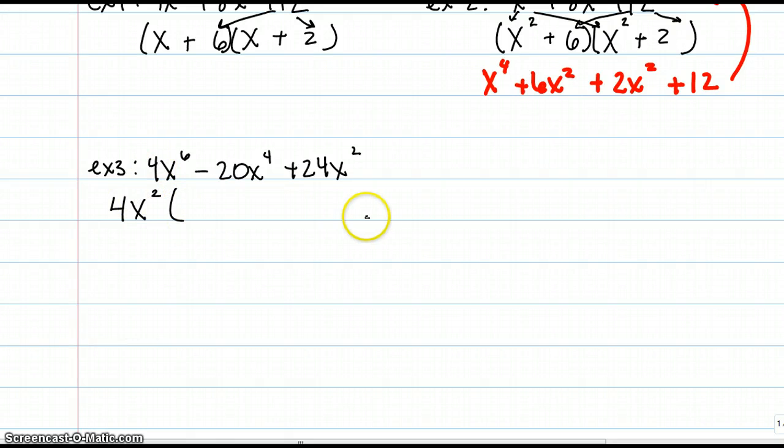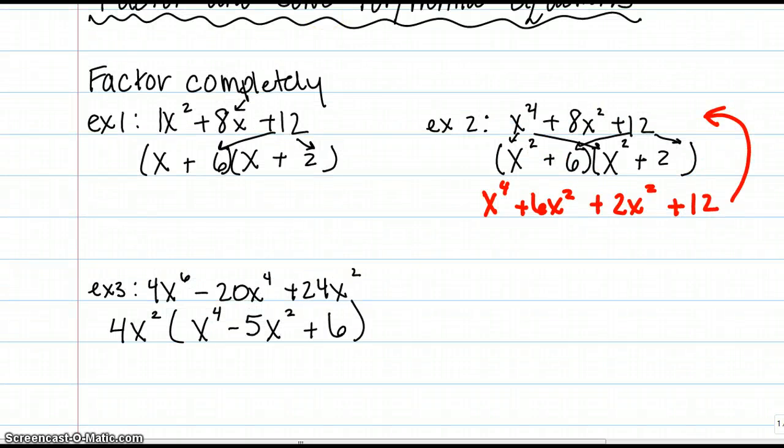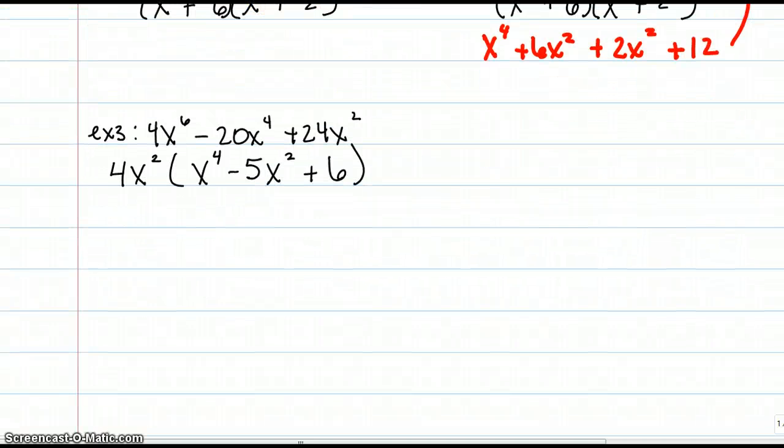So then I just need to write down what's left. 4 divided by 4 is 1. x to the 6th divided by x squared is just x to the 4th. I got minus 5x squared plus 6. Once I have that, I need to just remember that the problem said factor completely. So when you factor completely, that means it's awesome and great that we took out the GCF, but we still have to factor the rest of the problem.